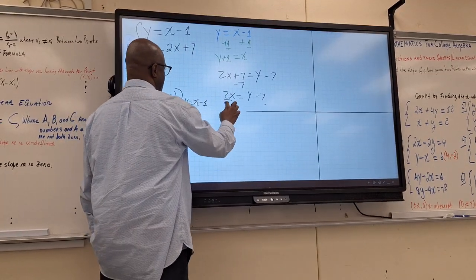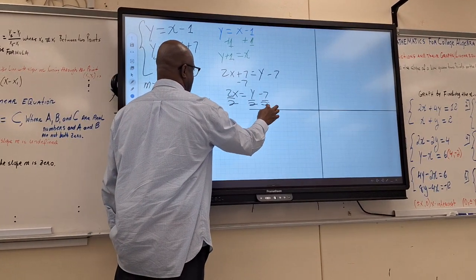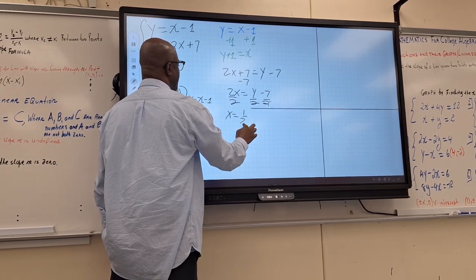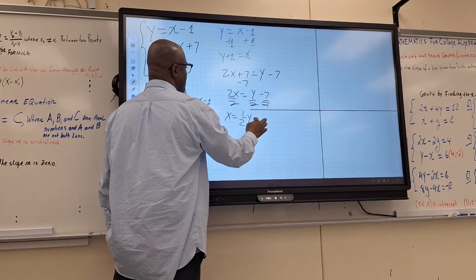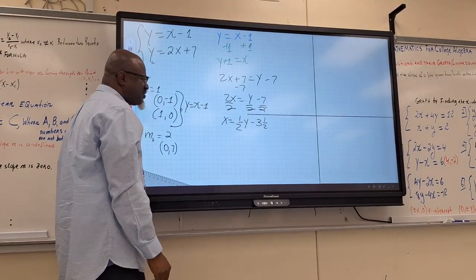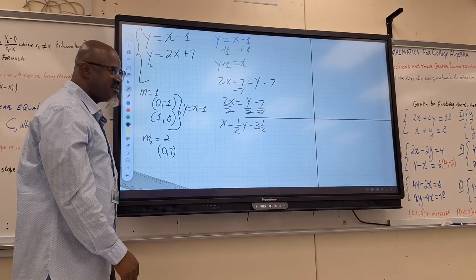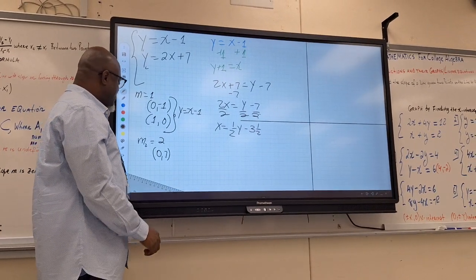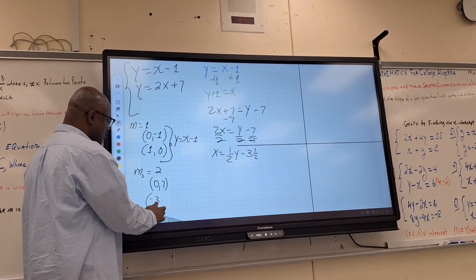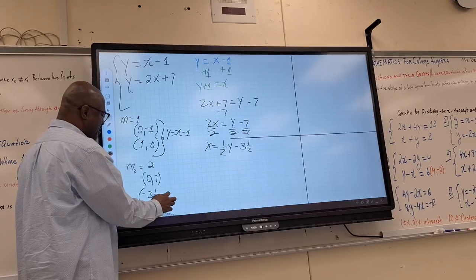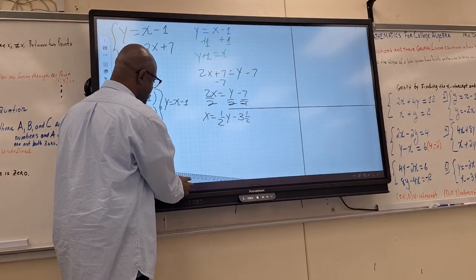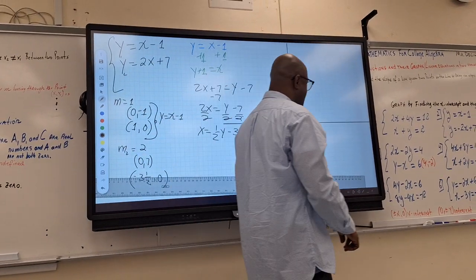Then what do I do next? Divide by 2. Then I will have x equal 1 half y minus 3.5, or 7 over 2, or -3.5, either or. As another pair, I will write it: negative 3 and 1/2, comma 0. Then I'm ready to plot those points, then that will be my work.